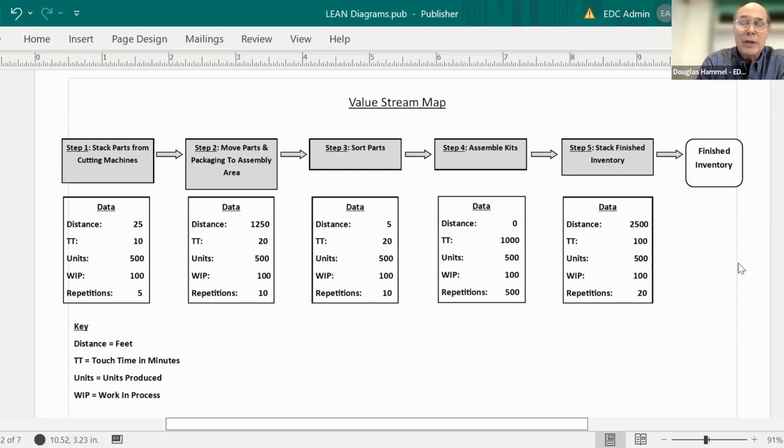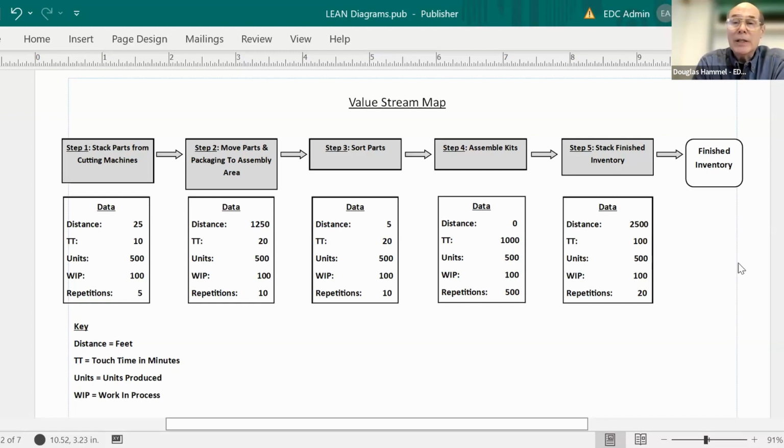Sorting parts is another thing. They bring the things out of the cutting room and they are parts that are stacked, but they're not really sorted. And so distance was really only 5 feet. Touch time was 20 minutes. Units again is still 500. Work in process is still 100. Repetitions though are 10. 10 times sorting parts. Well, that's a little suspicious. Could it be just one time sorting parts?